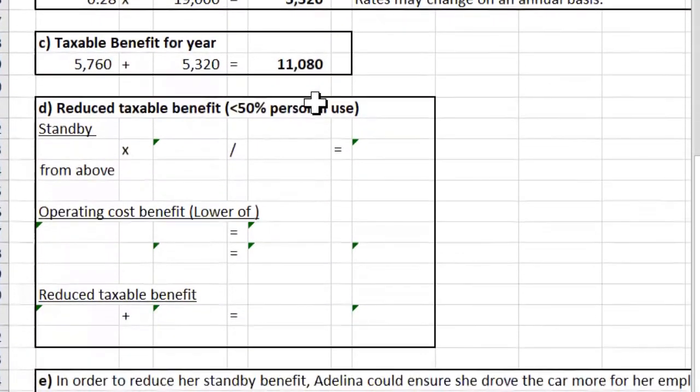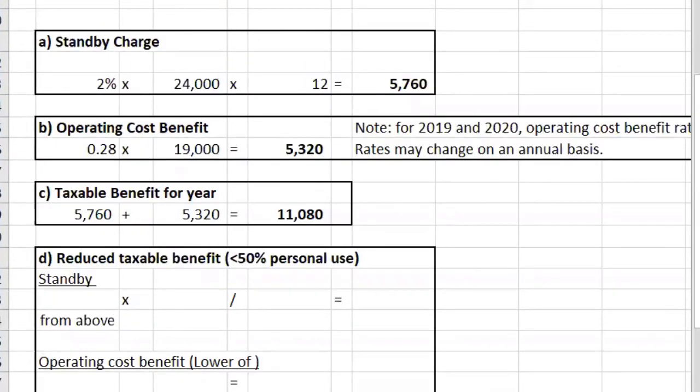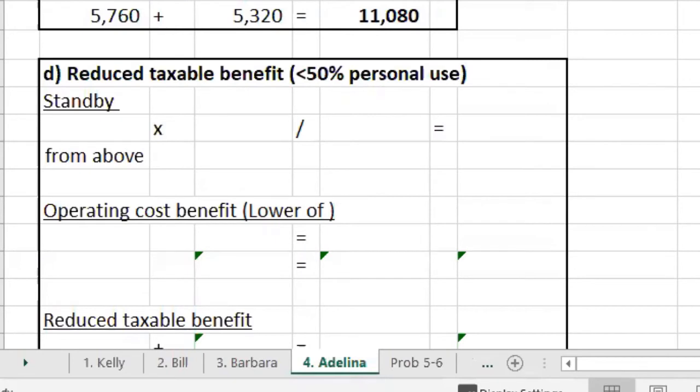Okay, so here's part D. So now, because the automobile is used less for personal purposes than it is for employment purposes, meaning most of the time it's used for employment, we're going to be able to apply that standby charge reduction. It makes sense to allow for a smaller income inclusion when the employee is using the automobile that's provided by their employer more for actual employment use.